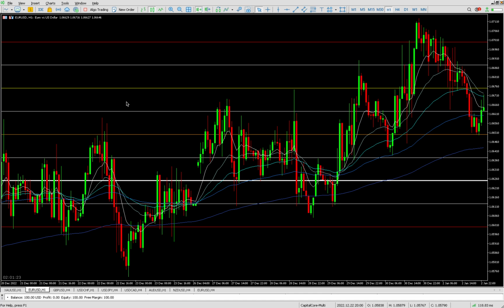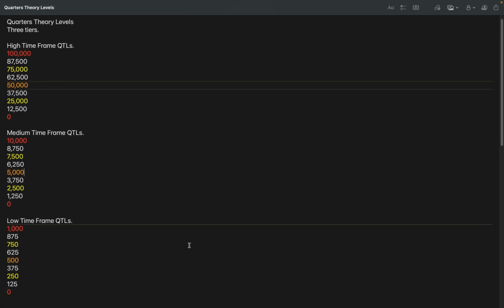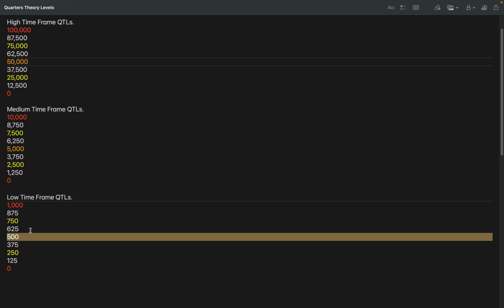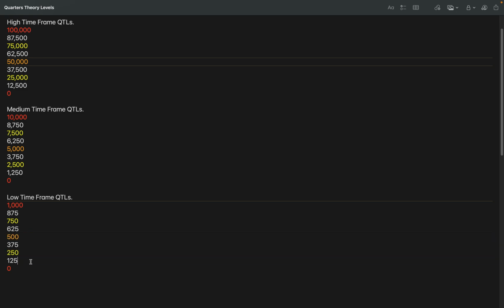But anyway, so we have these 1,000 point low time frame quarters theory levels, and we just divide in half, just like always. So 6,000, 7,000, 6,500, 6,250, 6,125. Remember, it's just these levels here. 1,000, like that.